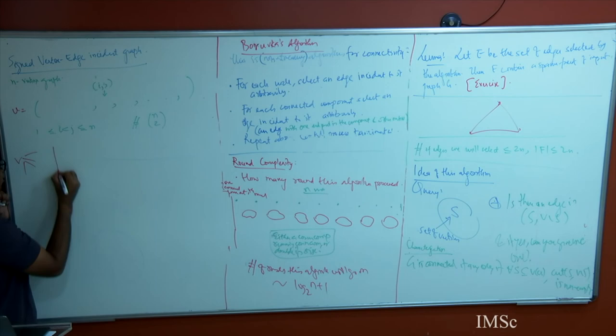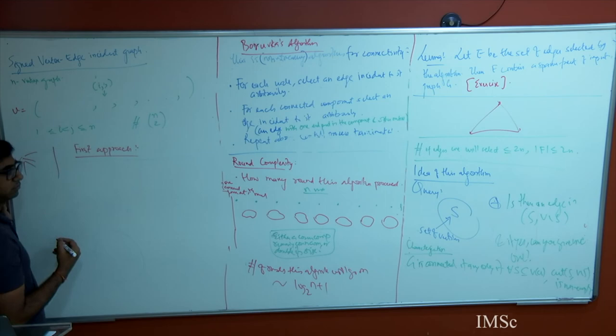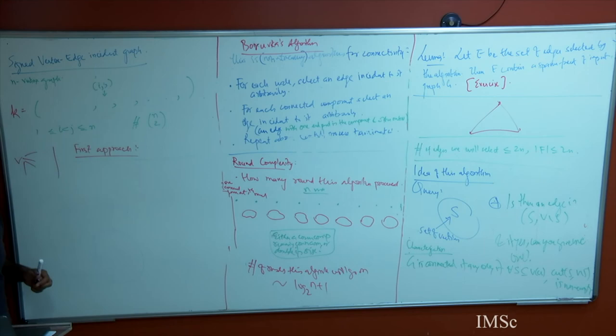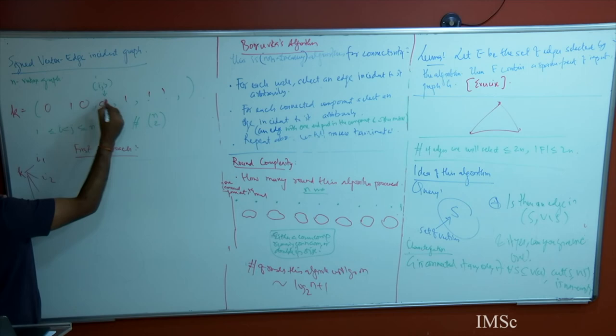The first approach is that I fix a vertex v, which is say number k. I'm not doing parameterized complexity, so k is free. Suppose k is incident to some i1, i2, ..., il, right? And I know this, because I'm a vertex, I know this number. Imagine that the vertices are numbered from 1 to n. So wherever this edge number comes, I just put 1 there and 0 otherwise.